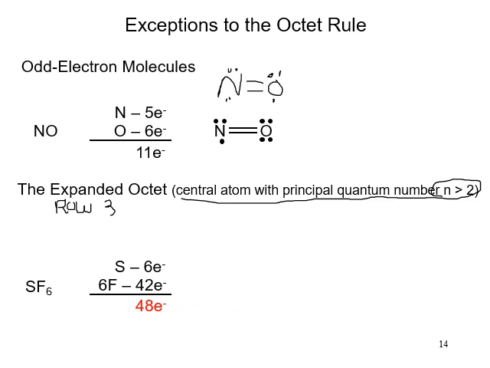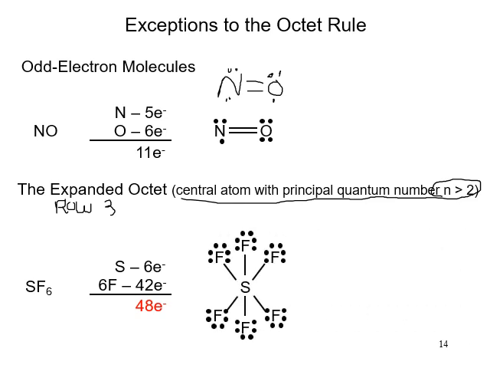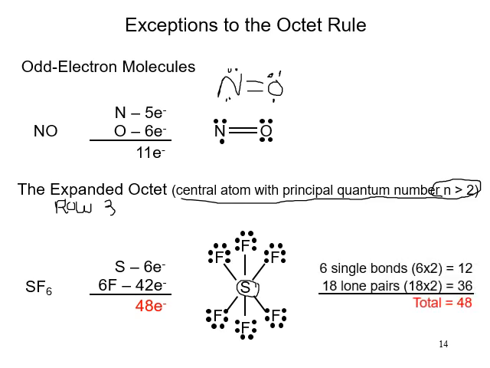SF6, sulfur hexafluoride, is your example here that we're going through. Sulfur has 6 electrons. Each fluorine has 7. 7 times 6 is 42, for a total of 48. And sulfur is the least electronegative, so it goes in the middle, surrounded by the 6 fluorines. Again, another exception to the octet rule, and it's expanded.